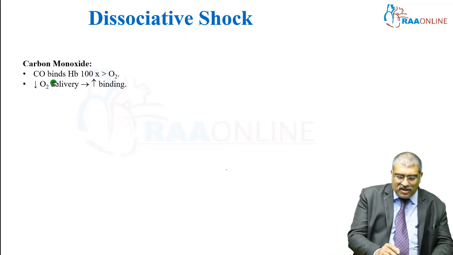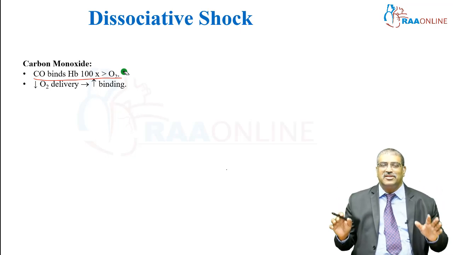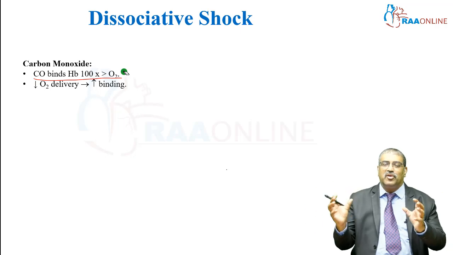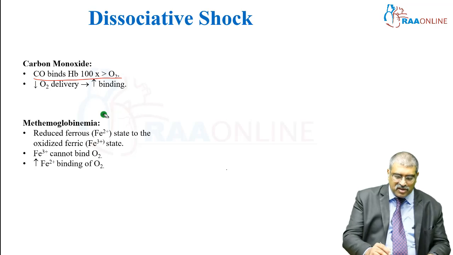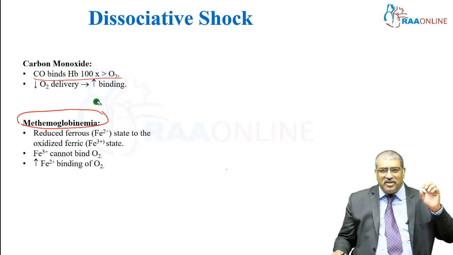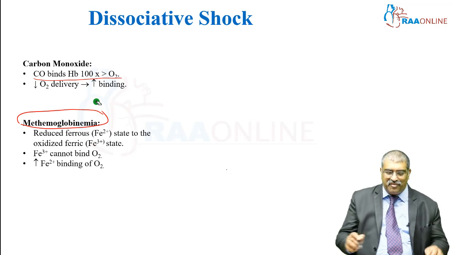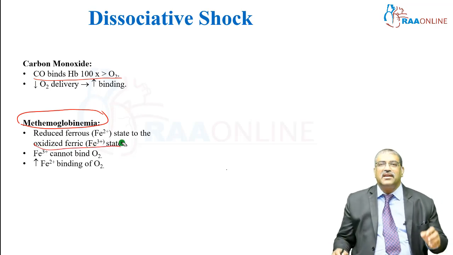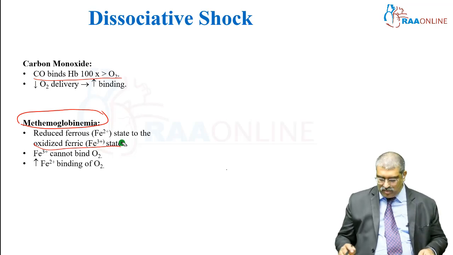Carbon monoxide poisoning, it binds to hemoglobin 100 times more than oxygen. So, there is decreased oxygen delivery because hemoglobin is bound tightly to carbon monoxide. Another important cause is methemoglobinemia, which converts the reduced ferrous state to oxidized ferric state. Ferric cannot bind to oxygen, but ferrous binds to oxygen.